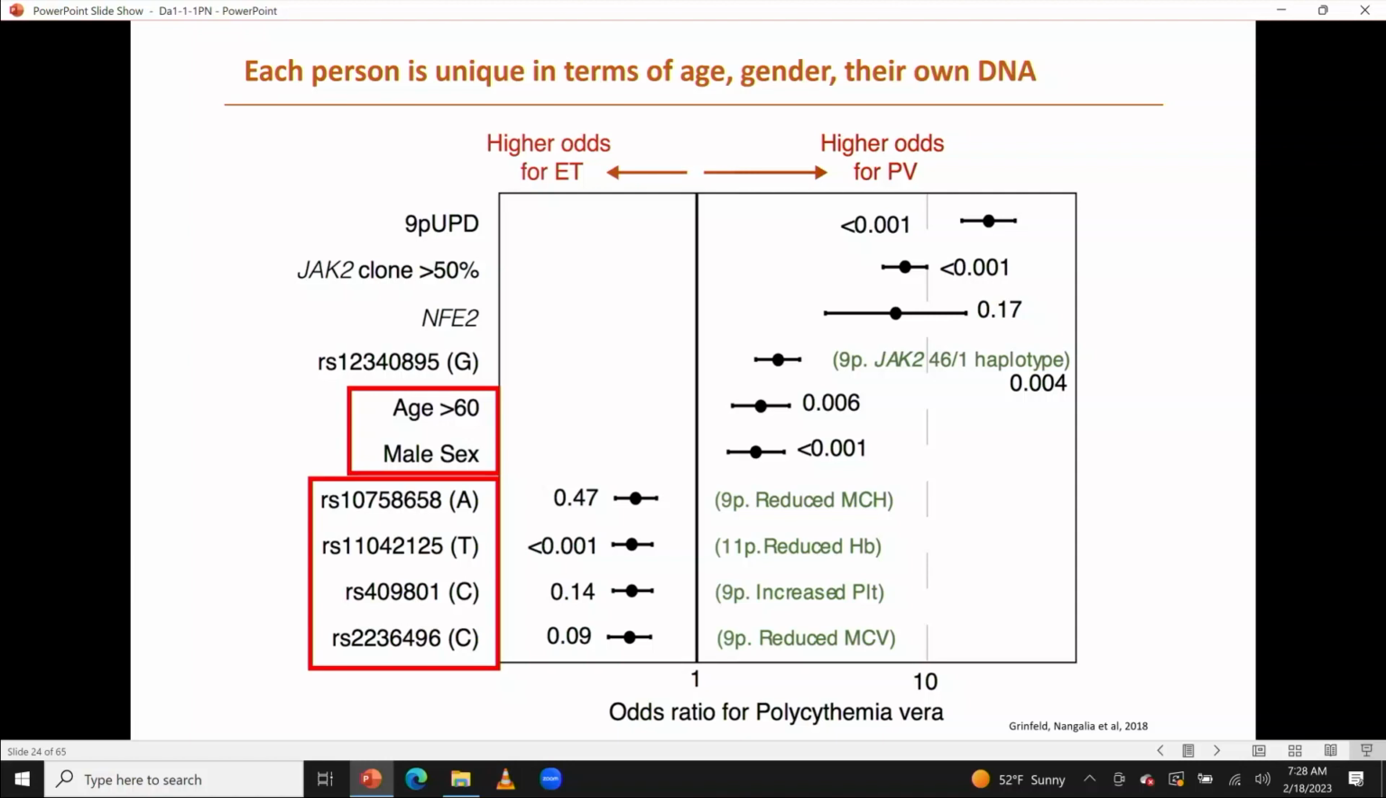Men have higher hemoglobins. They're going to have more of a risk of developing polycythemia vera. Women will often have essential thrombocythemia, but after the menopause, where you're not naturally losing blood, you're more likely to develop polycythemia vera.